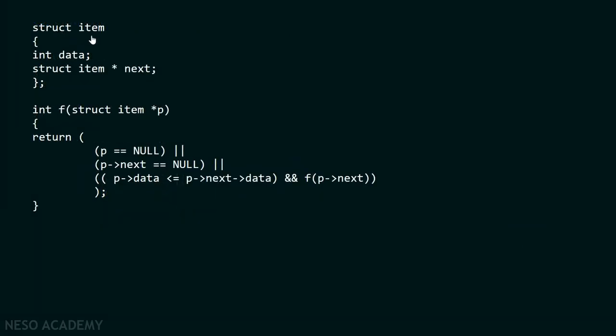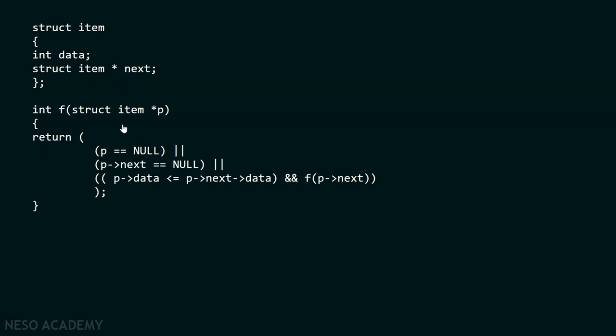You can see over here struct item has been declared, which is nothing but a node. This consists of two parts. One is data part and the other one is next part. It simply indicates a node. A node consists of data as well as link to the next node. Now let's move to this particular function.